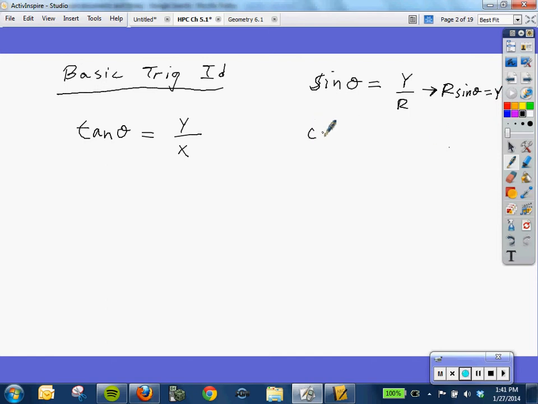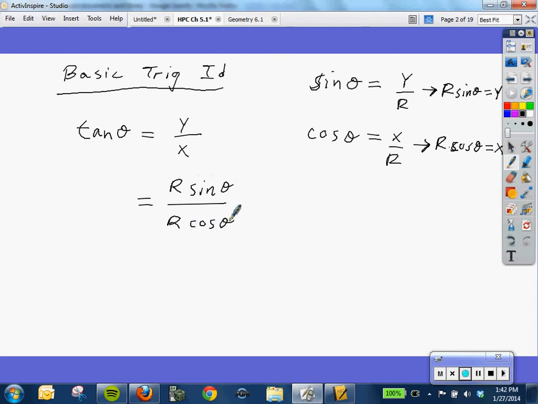And cosine of theta is equal to x over r. So if I multiply both sides by r, I'd end up with r times the cosine of theta is equal to x. So I'm going to make a couple substitutions in here. I'm going to substitute y, which is r times sine theta, and x, which is r times cosine theta. And the r's cross off, and we're left with tangent is equal to sine over cosine. All right? So far, so good?